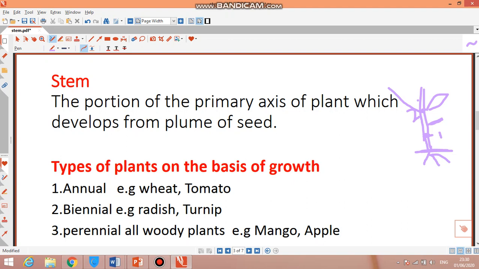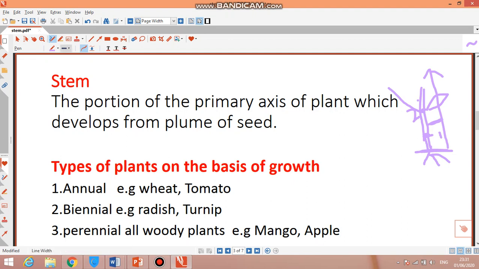positive geotropism. Positive geotropism means that it grows away from the soil, against gravity. So you can see the stem is growing upwardly. So that is the stem.